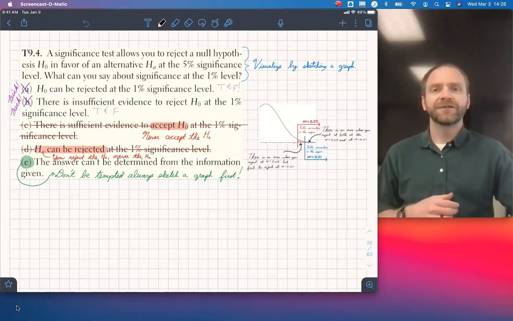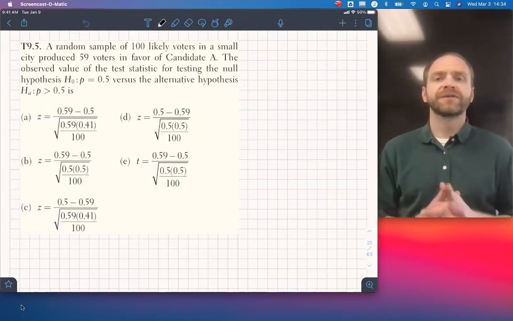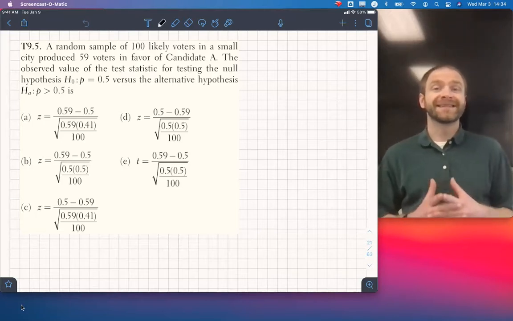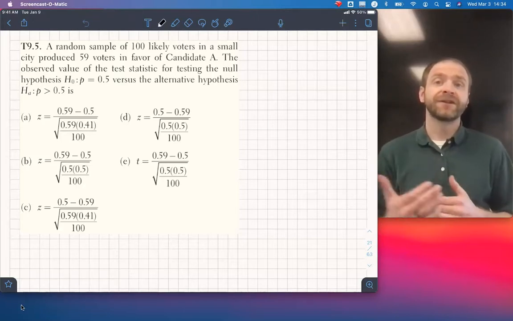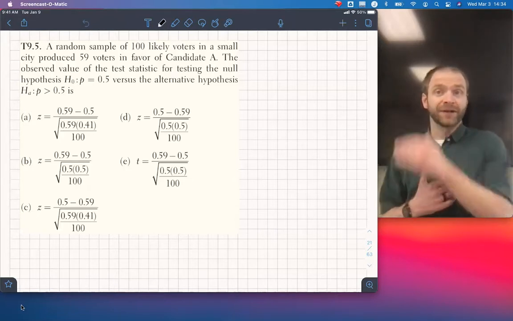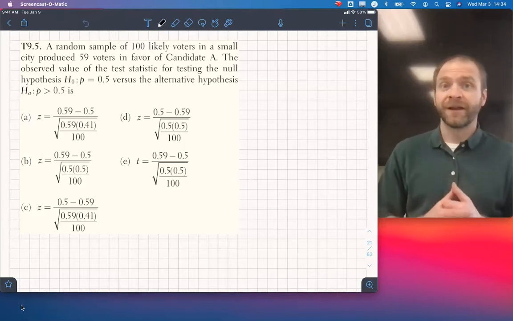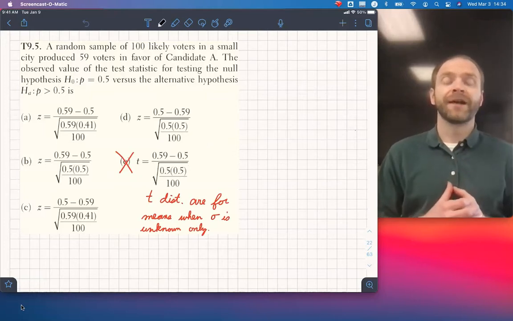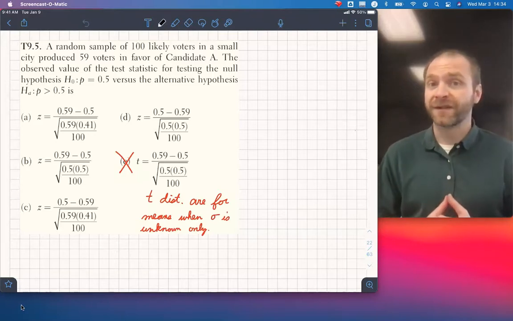So now we're going to move on to question 5. A random sample of 100 likely voters in a small city produced 59 votes in favor of candidate A. The observed value of the test statistic for testing the null hypothesis H sub 0, p equals 0.5, versus the alternative hypothesis H sub A, p is greater than 0.5 is... Well, again, I have to read all of these choices here. One thing I notice right away is I'm dealing with a proportion. So if I read all the choices, the first thing I notice is that I can eliminate choice E right away, because t's are used for means when you do not know the population standard deviation.